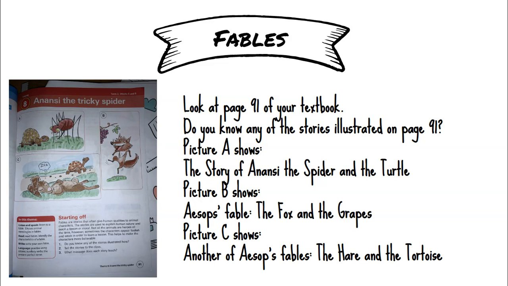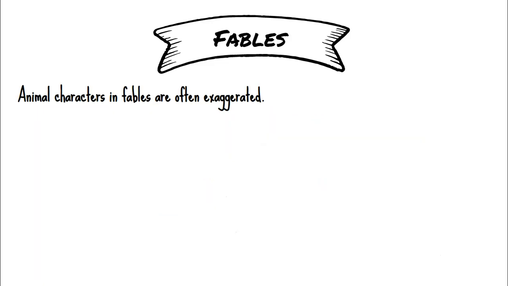Picture C shows another of Aesop's fables. That's the hare and the tortoise, and I think that's one that you've all learned before, so you know the hare and the tortoise compete with each other to see who's going to win. And obviously the hare is overly confident. He sleeps en route and is beaten by the slow and steady tortoise.